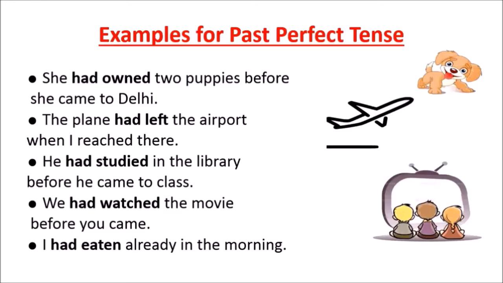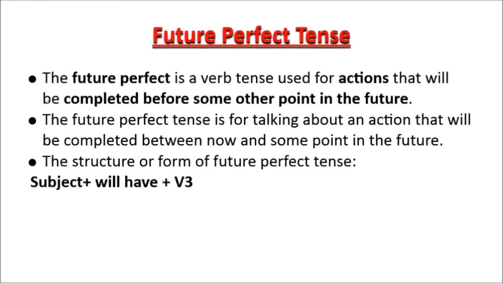So here also, same two completed actions. Look at the next one: I had eaten already in the morning. Here, had eaten refers to past perfect tense. Clear? Good.